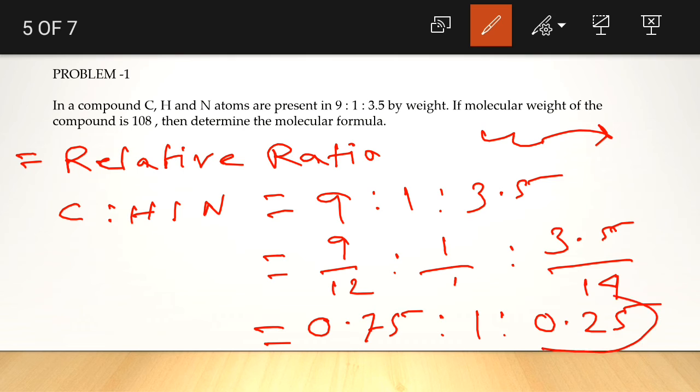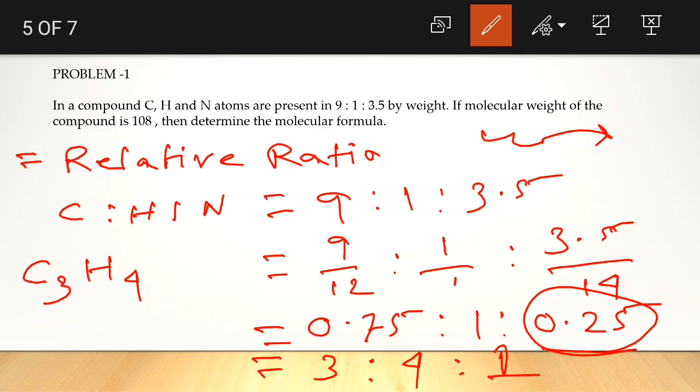So by this technique, now what happens? The lowest number is 0.25, so you have to divide all these numbers by 0.25. What will it give? If you divide 0.75 by 0.25, it will give you 3. 1 divided by 0.25 gives you 4. And 0.25 divided by 0.25 gives you 1. So like this, 3:4:1. So what is the empirical formula of this compound? The empirical formula is C3H4N1.